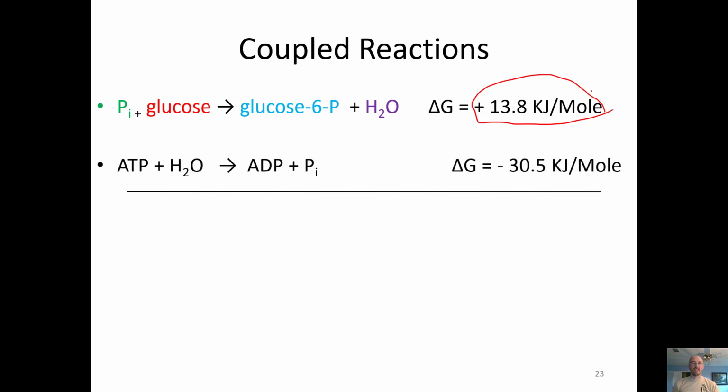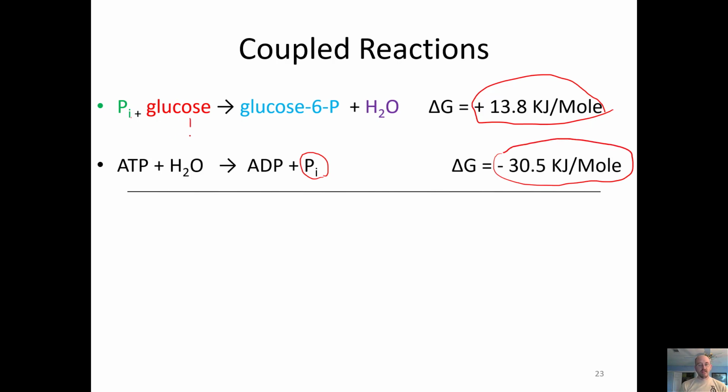Now, on the other side of this, to get this phosphate molecule, we took it from ATP. So to do that, you have ATP plus water. That's a reaction that takes place. Yields ADP and that inorganic phosphate that we see here, right? And when you do that, that releases 30.5 kilojoules per mole. Okay?